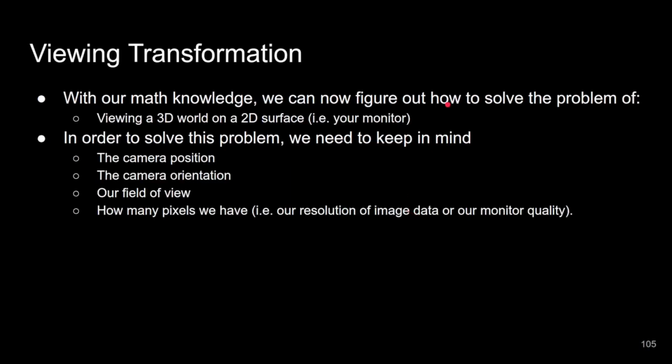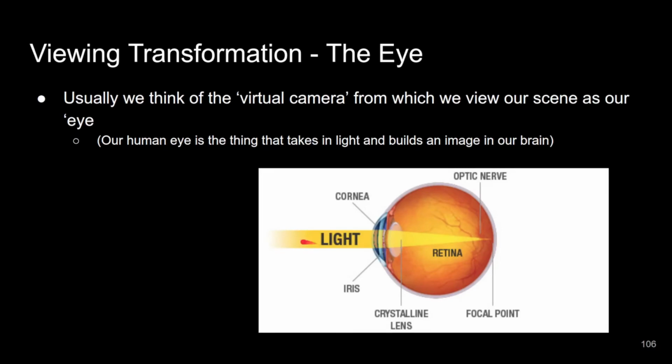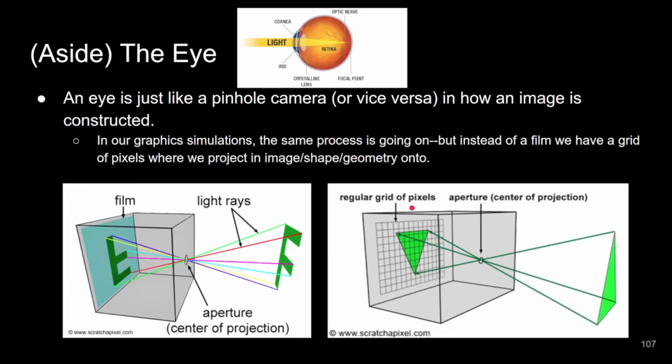All right, so with the math knowledge that we have, we can figure out how to solve some of these problems of viewing a 3D world on a 2D surface. I'll provide you the projection matrix to do that, but again, that's just to reduce dimensions. There are a few things we need to keep in mind when we're viewing the world, like the camera position, the orientation, the field of view, what our resolution is going to be, all these properties of a camera. Because the camera or this viewing transformation, that's really our eye, whether you want to think about it like a human eye or whatever.